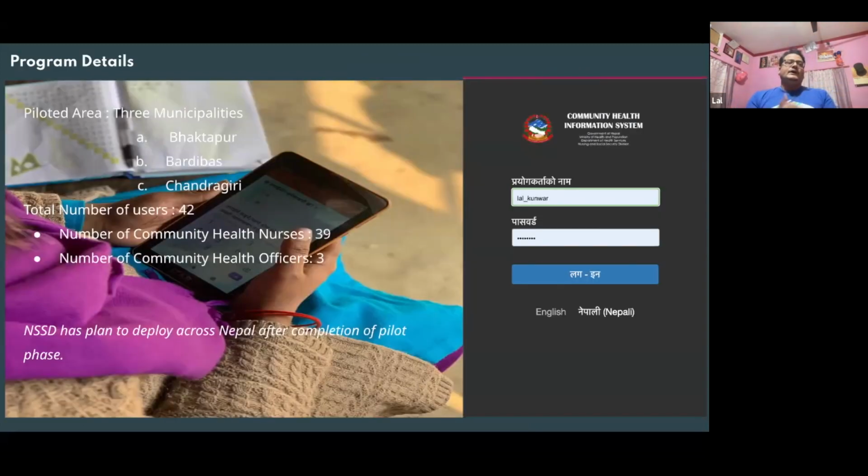Yeah. So if we talk about the details, this is piloted from the NSSD side. So far, it is implemented in only 3 municipalities with 42 users. Among them, 3 are community health officers and 39 are community health nurses. And the NSSD has a plan that after this pilot project, they will implement it robustly in other municipalities and districts. So here on the left side, you can see the outlook of our CHIS app.